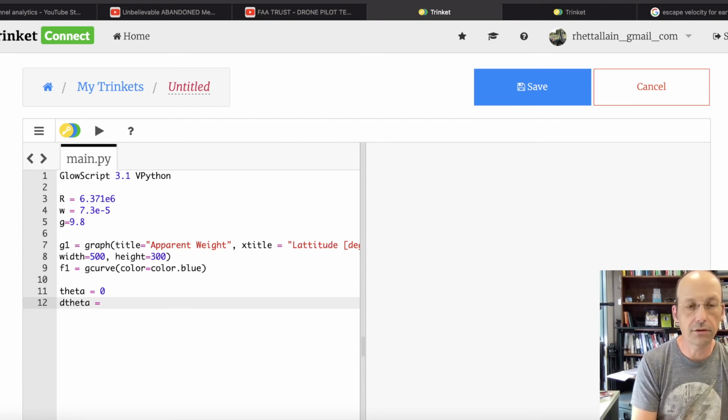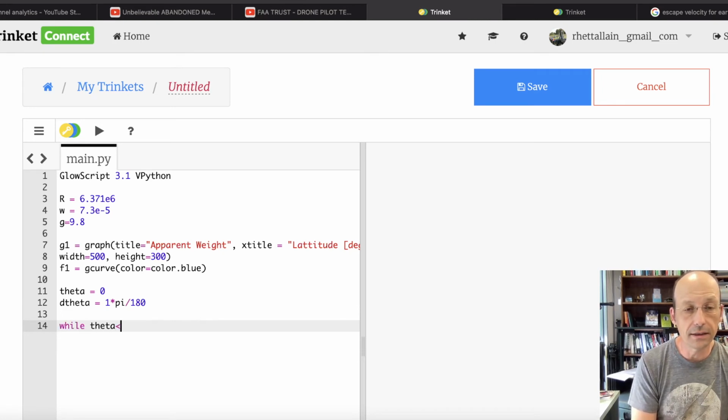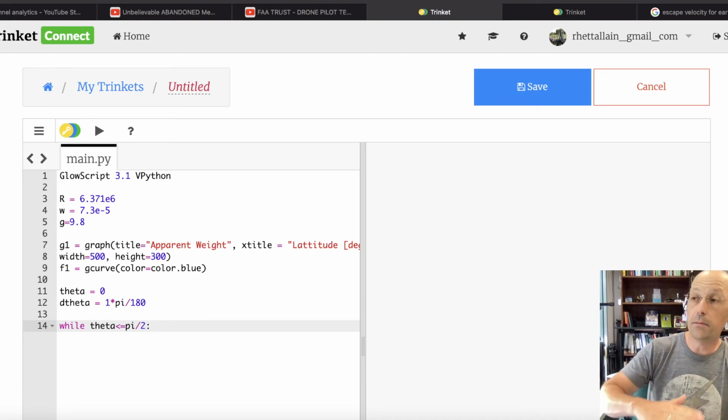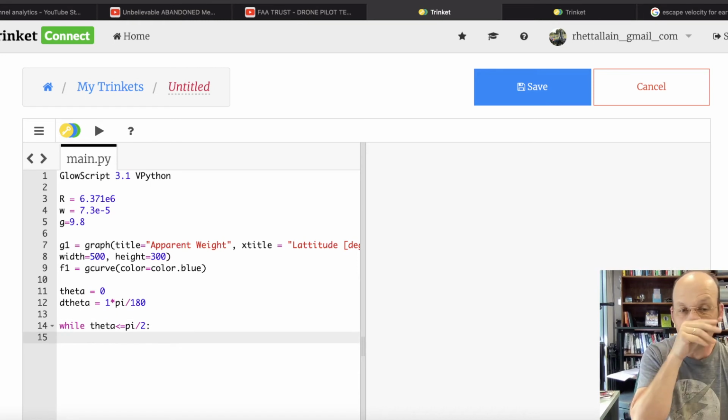1 degree. So it's just going to be 1 times pi divided by 180, because I convert to radians. Okay, so while theta is less than or equal to pi over 2, I'm going to increase my angle until I get to the North Pole. So the first thing I want to do is to calculate the apparent weight.